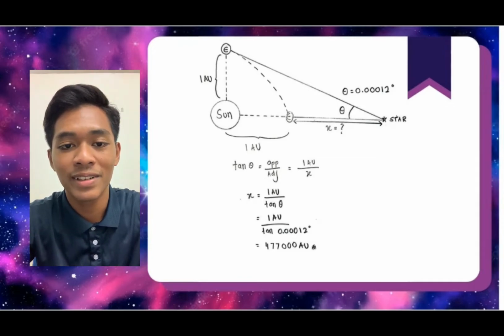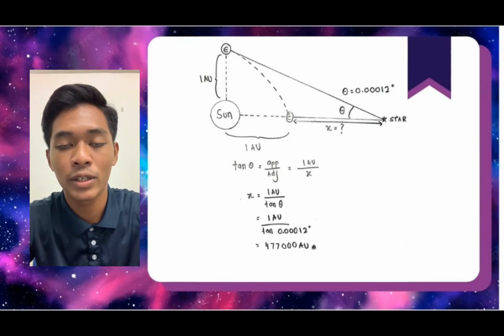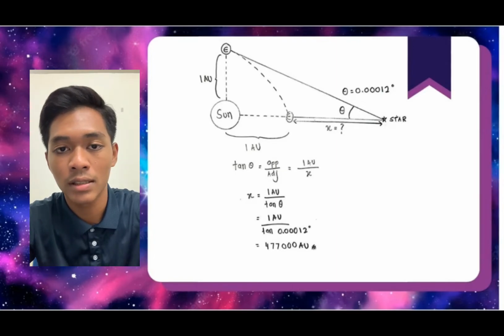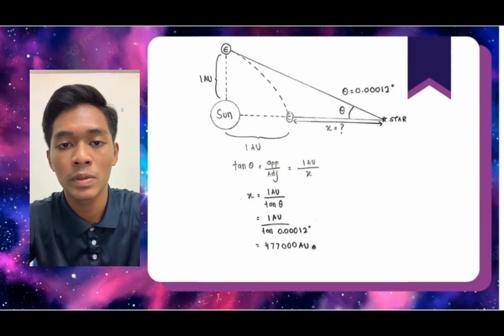Today I want to explain how to calculate the distance between the sun and the star using trigonometry. There are three functions of an angle commonly used in trigonometry: SOH, CAH, and TOA. SOH means sine equals opposite over hypotenuse, CAH means cos equals adjacent over hypotenuse, and TOA means tan equals opposite over adjacent.